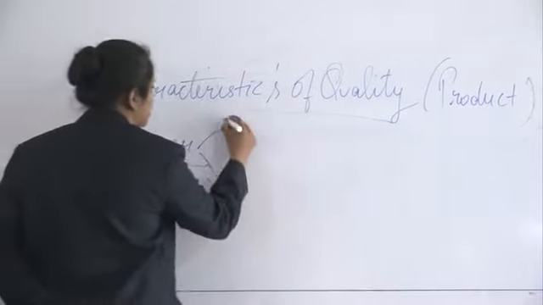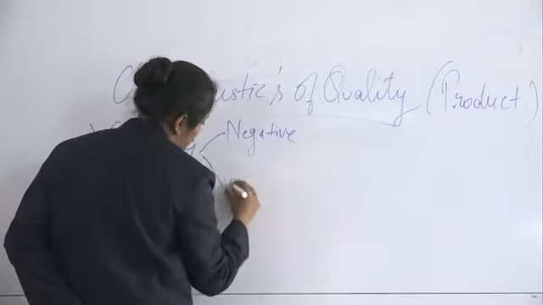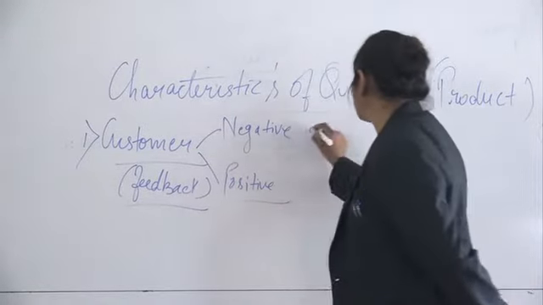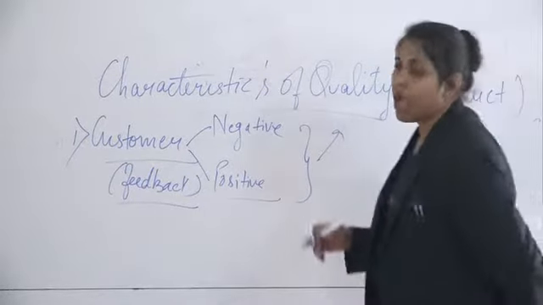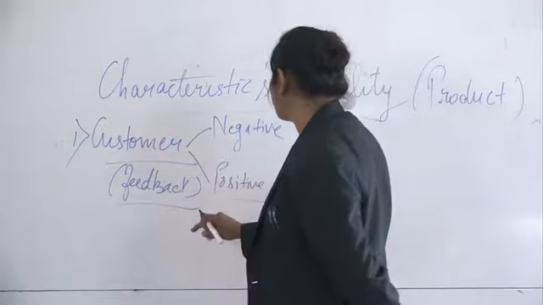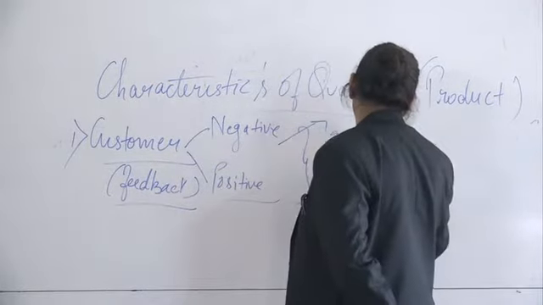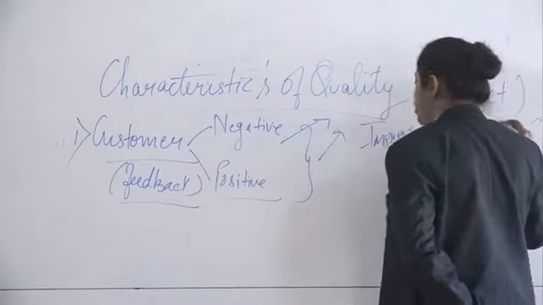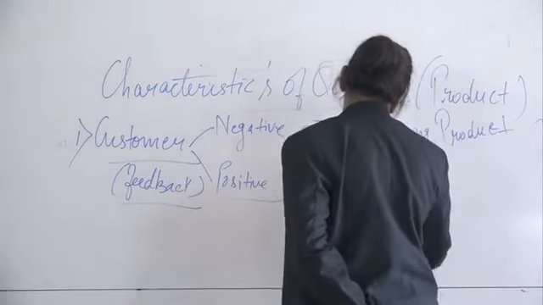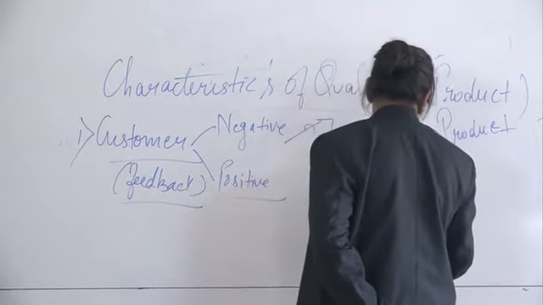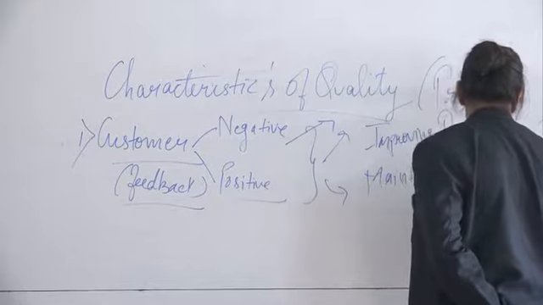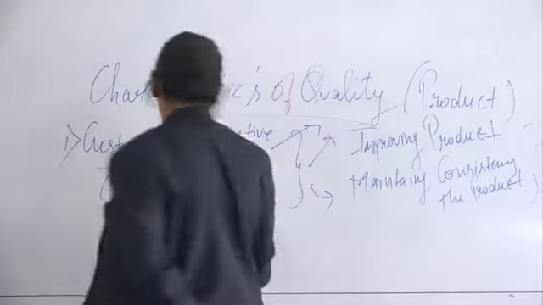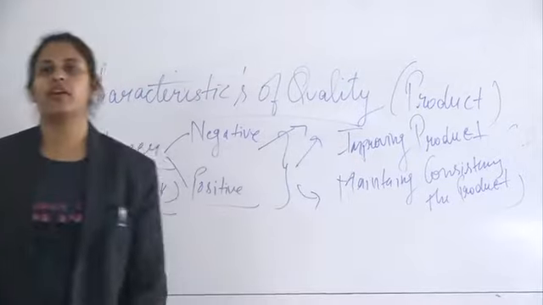So the feedback can be negative or positive. I tell you one thing, both kinds of feedback are essential for quality. I'll tell you how. Negative customer feedback helps in improving the product. And second, positive feedback helps in maintaining consistency in the product. It also helps in maintaining and improving the grade of the product.